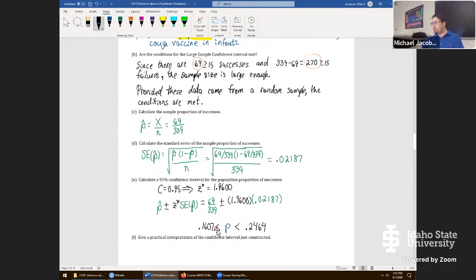Now, you can recall these are percentages, so you could say P as a percentage is between now 16.07% and 24.64%. Well, we did it, folks. That's our confidence interval. All we have to do is give another practical interpretation of what we produced, but all those go very remarkably similarly. Any questions at all so far, folks, to getting those low values?